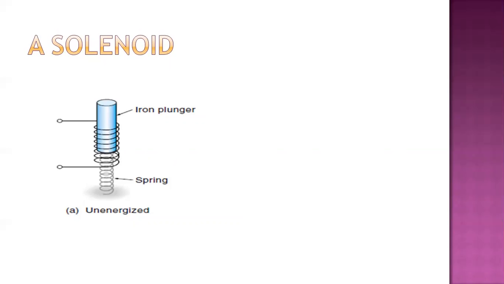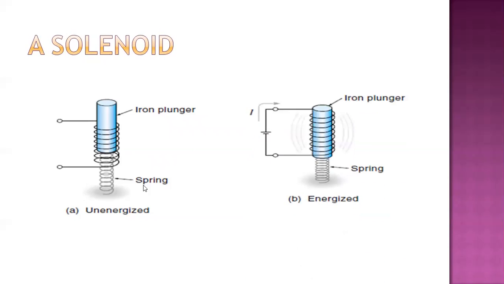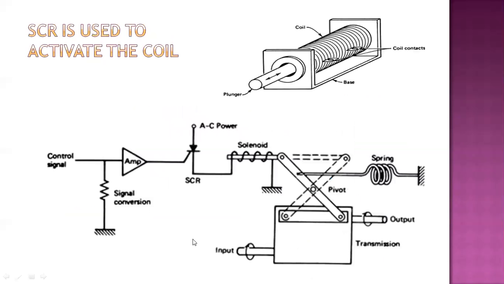So a solenoid is shown here, which is used to change the gears of the two position transmission that we are going to see. Whenever it is energized and whenever it is unenergized, you can find out how it works. As I told you, a solenoid is used to change the gears of a two position transmission, shown over here.